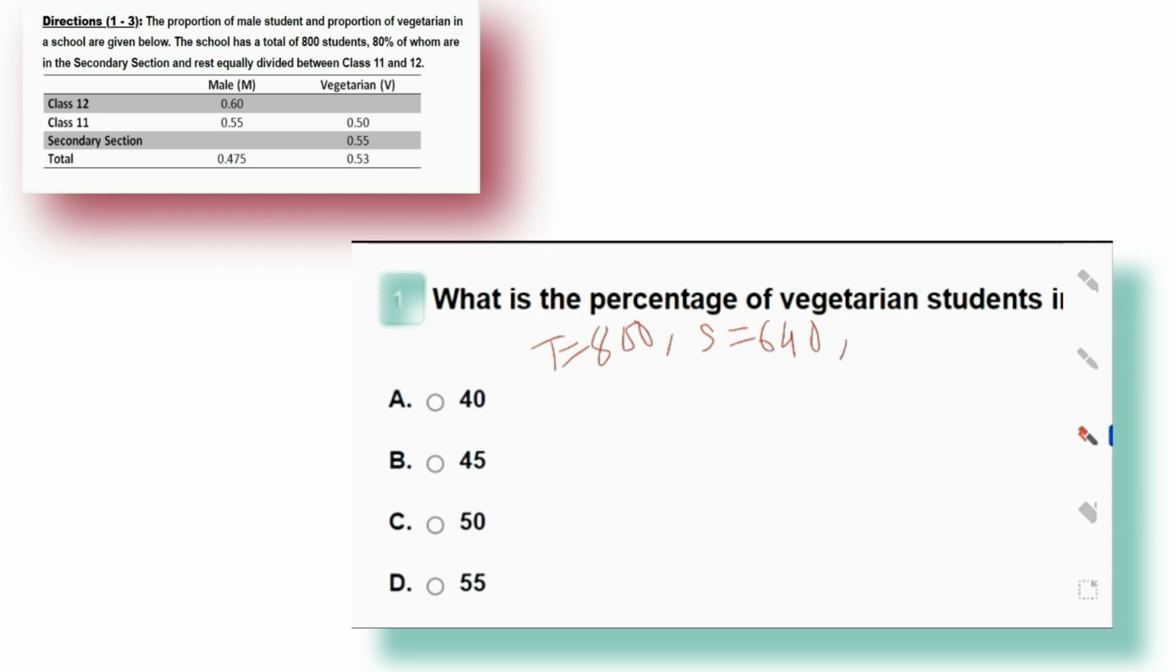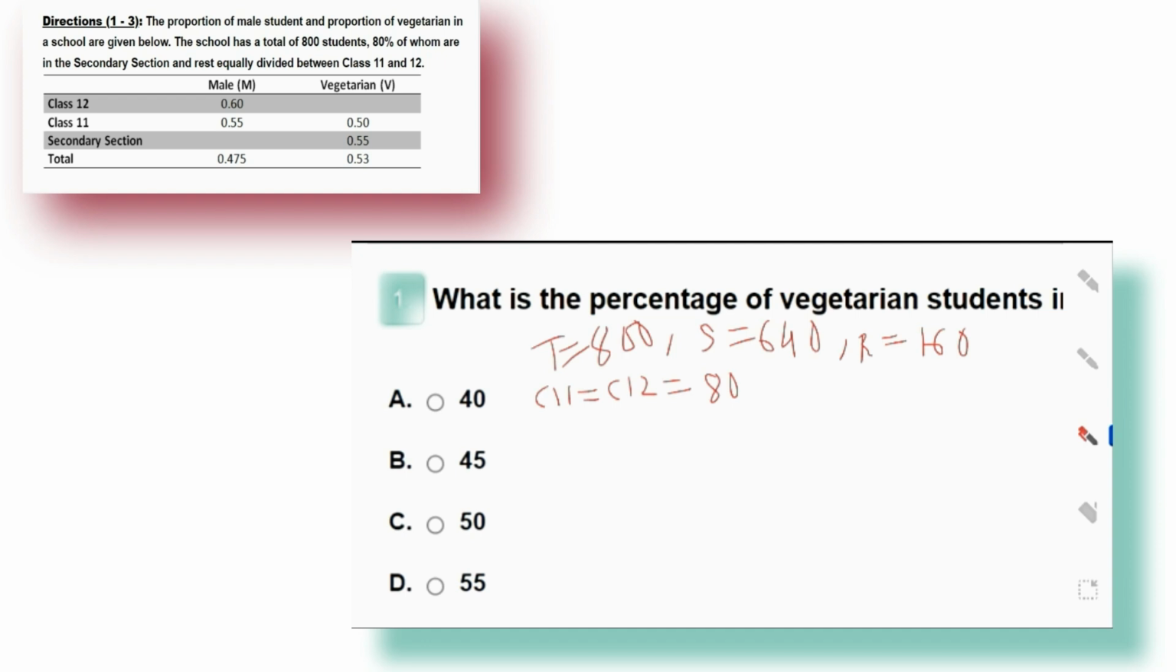So the remaining students number is 800 minus 640, that is 160. The instruction given is that the rest are equally divided between class 11 and class 12. So whatever the secondary students count is, the remaining are divided equally between class 11 and class 12. So class 11 and class 12 are equal in number, that is 160 by 2, that is 80, right? So the total number of students in class 11 is 80, and in class 12 it is also 80.